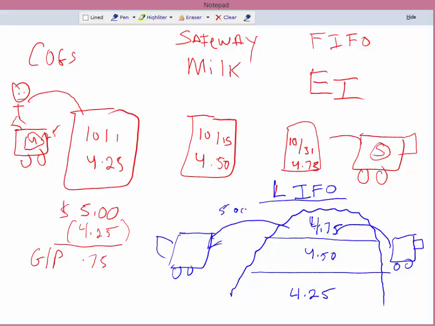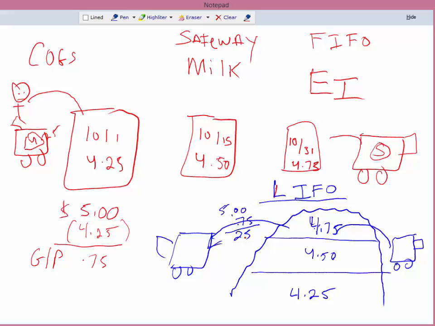Okay, so what's the gross profit here for this guy? It's going to be 25 cents for this guy, gross profit on these. Okay, so last in, first out, what? The last delivery is the first thing that they sell us. Now again, this is a cost flow assumption.